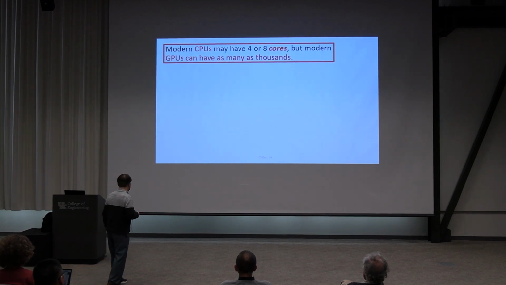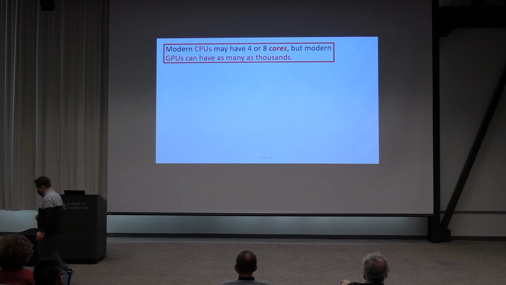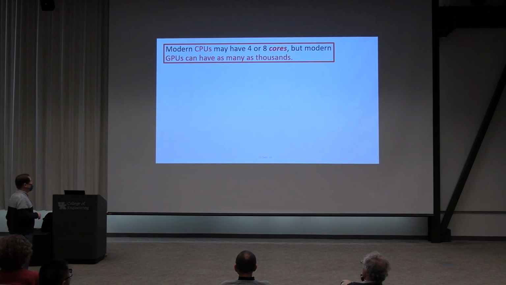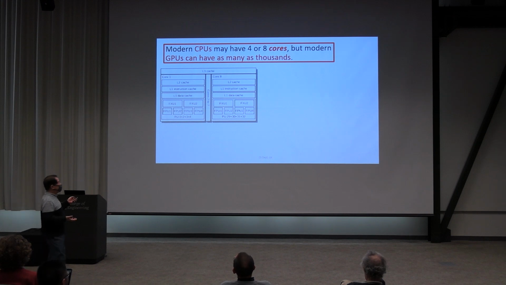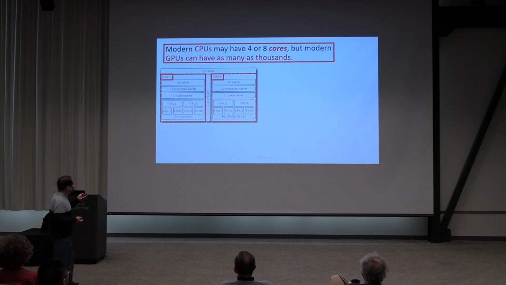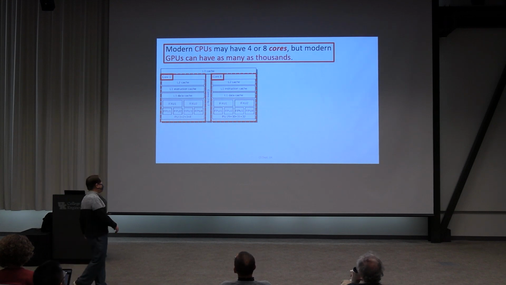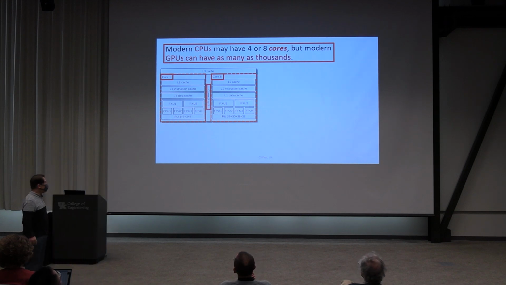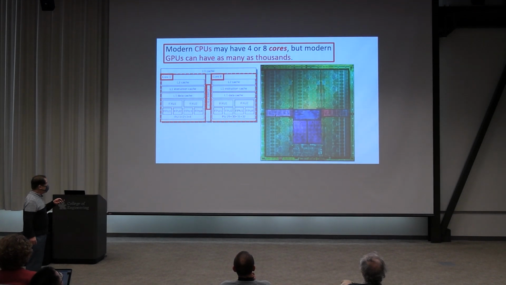A modern CPU may have 4 to 8 cores, but a modern GPU can have as many as thousands of cores. Okay? So this is a modern CPU. You have 8 cores, Core 1, Core 2, up to Core 8. Here, cores 2 to 7 are in between. But for a modern GPU, you have, most of the time, more than 1,000 cores.